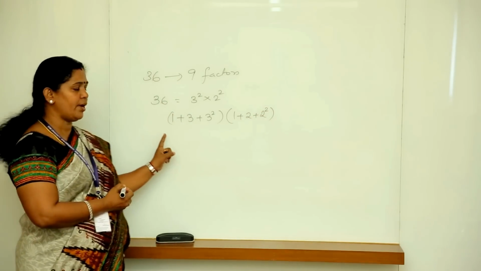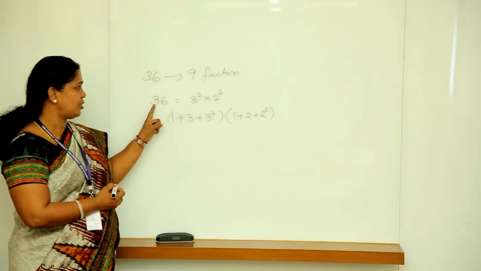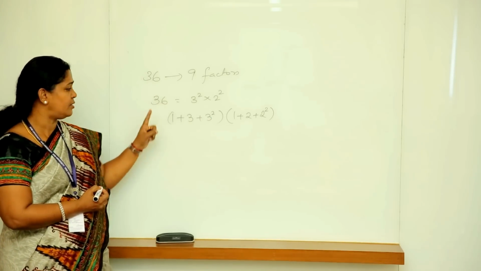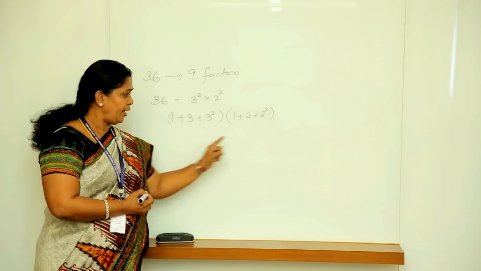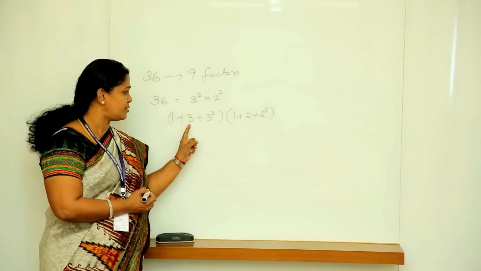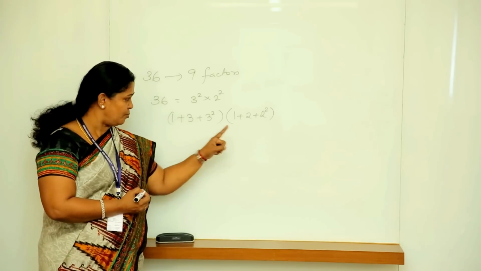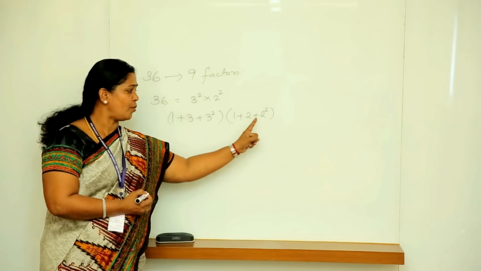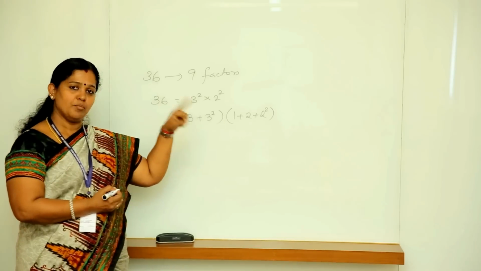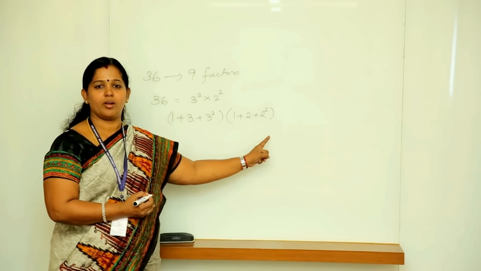As simple as that. Why I am writing this is, now 36, we saw, has 9 factors. Those 9 factors are given by this. 1 into these 3 gives me 3 factors. 3 into these 3, 3 more factors. 3 square into 1, 3 square into 2, 3 square into 2 square gives 3 more factors. So totally there are 9 factors.